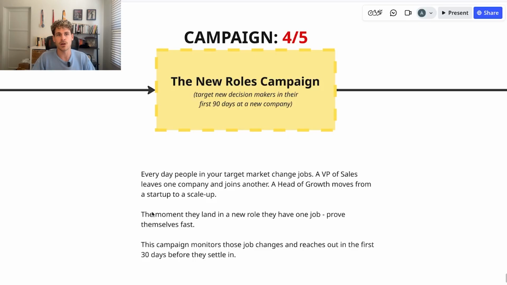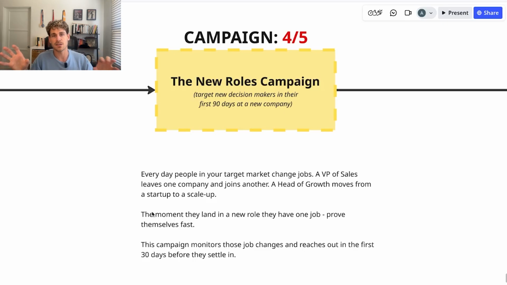A good thing to do here is you can position yourself as an authority or expert in this space. And so you can say, we recently helped a new VP of sales in this industry, in the software industry, achieve XYZ within their first 365 days at this company.